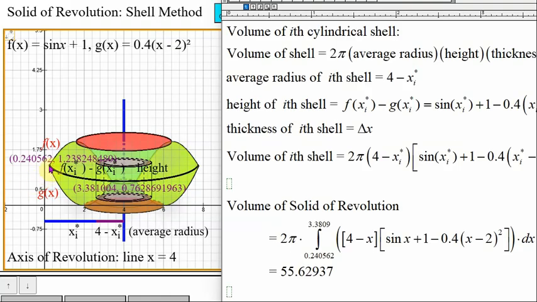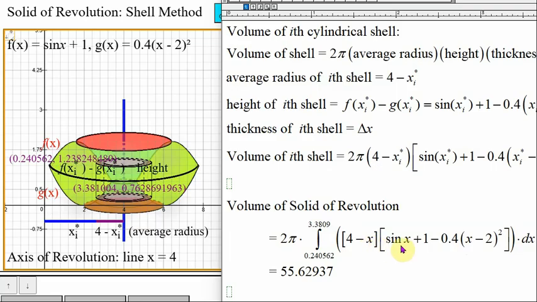Recall that the points of intersection right here, this point right here, the x is 0.240562. And then this point, the point that's right here, the x is 3.381. And so that's why the integral will go from 0.0240562 to 3.3809. And then this integral right here, if we expand this out, we're going to get the term x times sine of x.